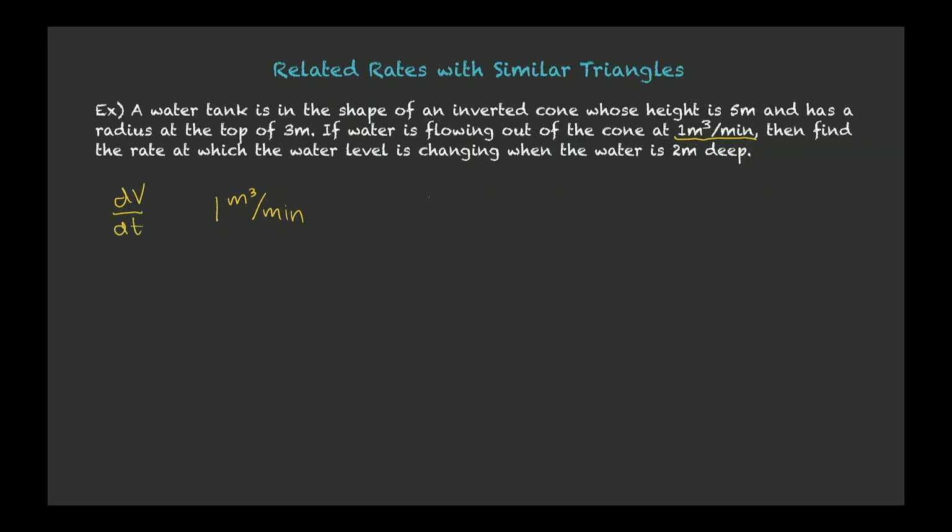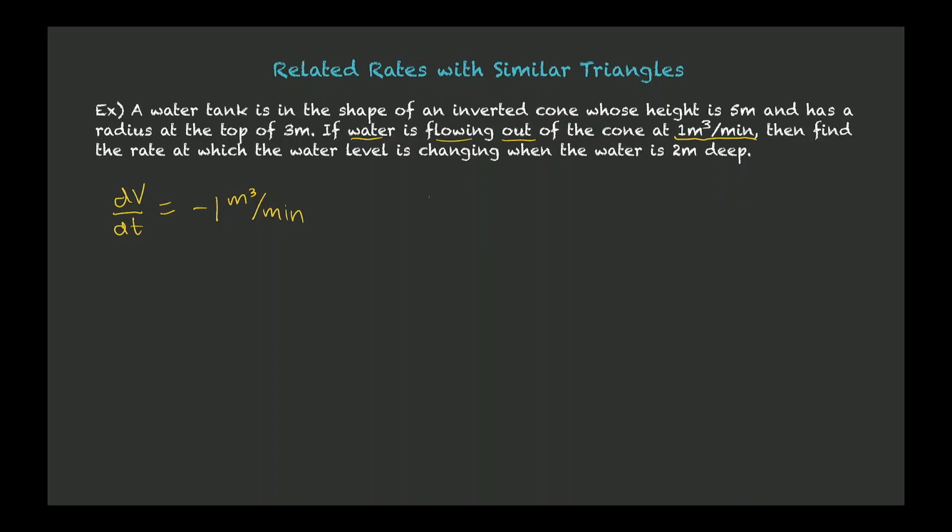So dV/dt. Now if we read a little bit closer, it says the water is flowing out. So that means that my volume is changing in a negative manner, that the volume is getting less. So I need to put a negative 1 meter cubed per minute. So my change of volume per unit of time is negative 1 meters cubed per minute.